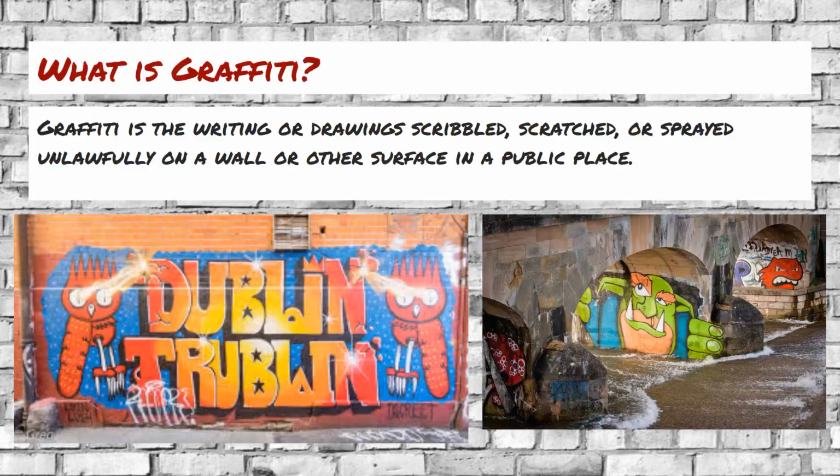So let's get started. First off, what is graffiti? Well, graffiti is the writing or drawing scribbled, scratched, or sprayed unlawfully on a wall or any other surface in a public place. Try to think of a couple of places you've seen graffiti, or street art. We haven't really gotten into what the difference is, we'll get to that in a little bit. But where have you seen artwork like this that's been placed on walls? Take a minute, think of a few examples. You can even pause it here if you want.